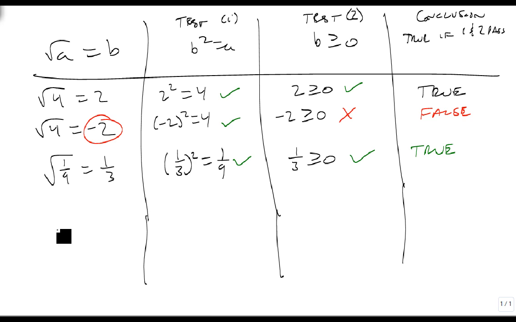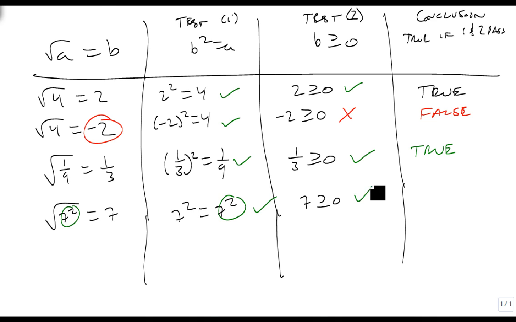Okay, what about the square root of 7 squared equals 7? So does 7 squared equal 7 squared? That 7 squared is that one. It sure does. Is this 7 greater than or equal to 0? It sure is. That means this is a true statement. The square root of 7 squared is 7.